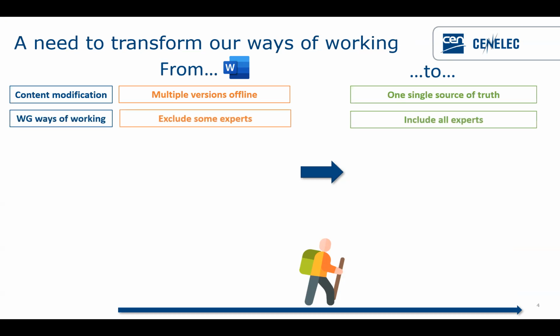Then it will change the ways of working of the working group. Indeed, today we are excluding some experts because not everybody has access to the document, or only some part of the TC have a look at it, because it's an offline copy that is circulating outside of meetings. In the future, the tool will allow, through a permission access process, to include all experts in the process.